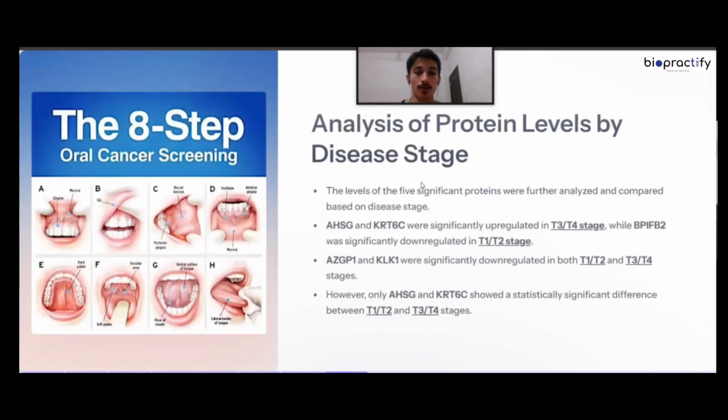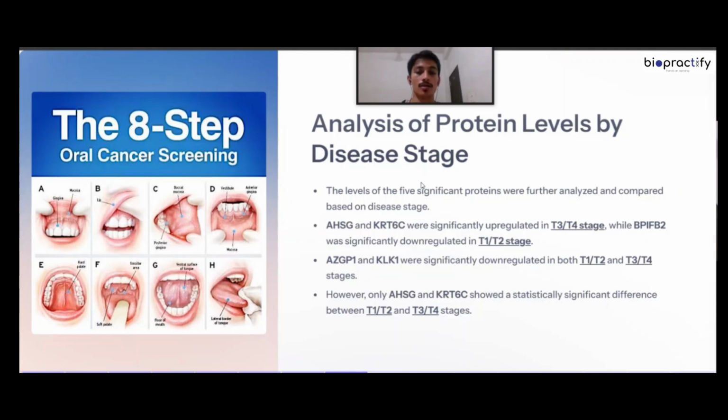Moving on to the next one. So analysis of protein levels by the disease stage. There are different stages in the progression of the OSCC in the tumor. There are various stages mentioned in the research paper, wherein the levels of 5 significant proteins were further analyzed and compared based on the disease stage.